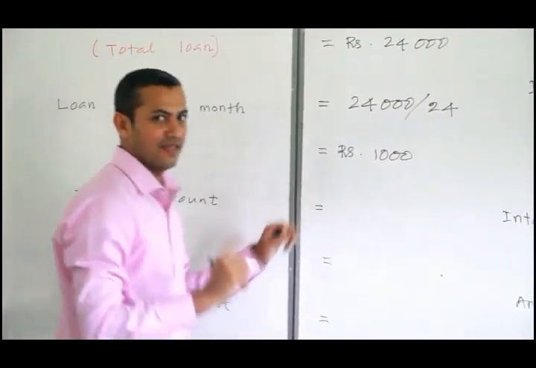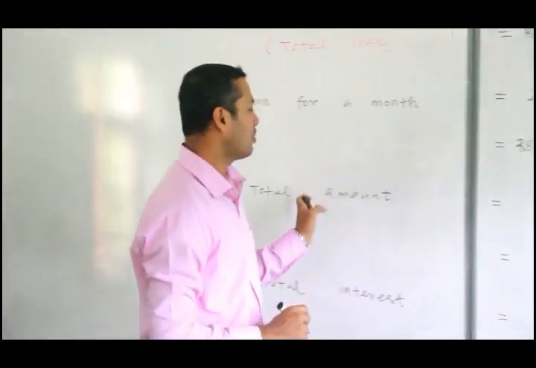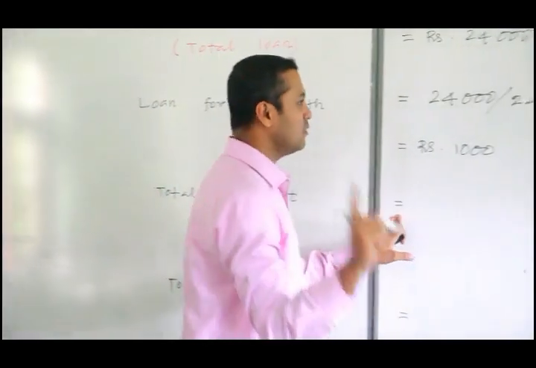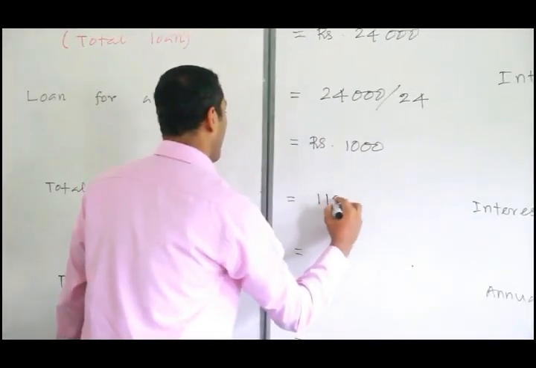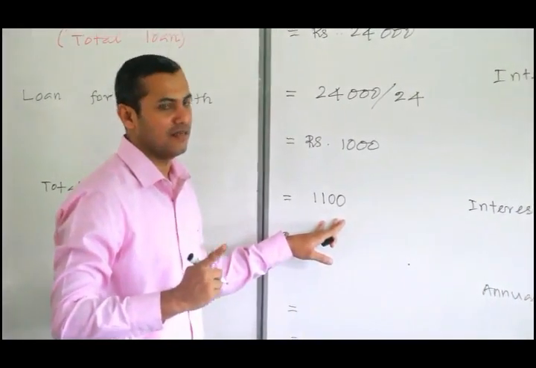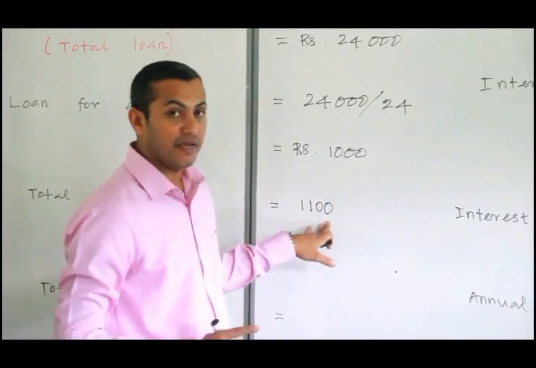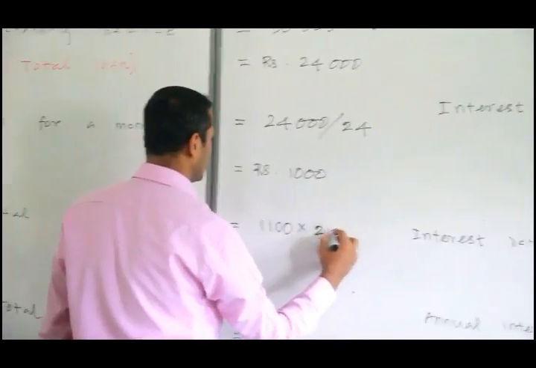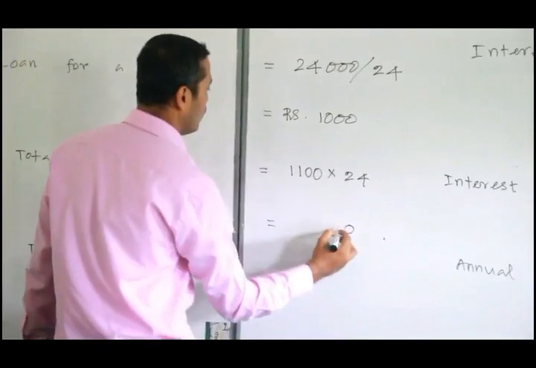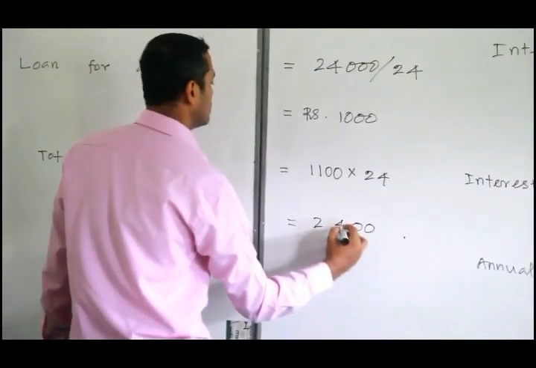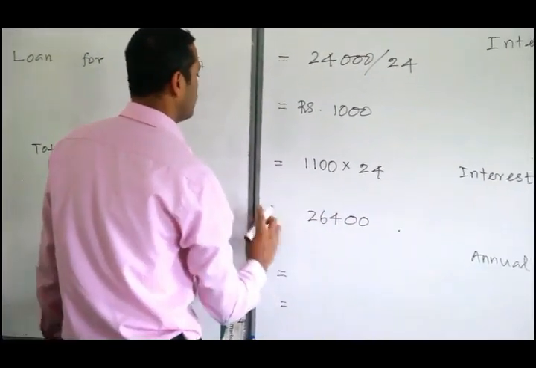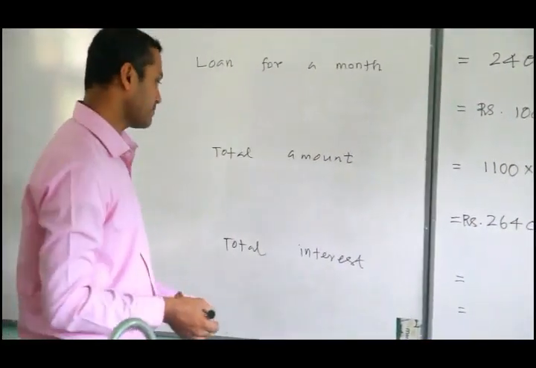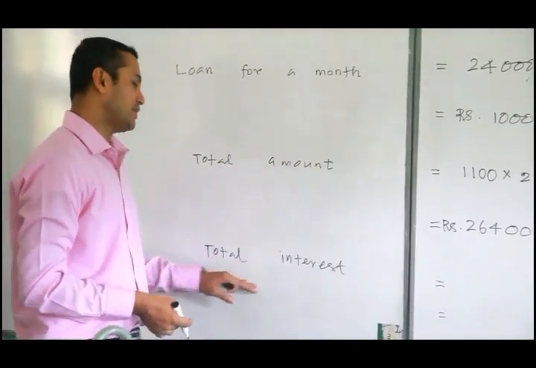Is that clear? Then the third step, that is to calculate the total amount. How will you calculate the total amount? The value of an installment is 1,100. You are going to pay 1,100 for a month. For how many months you are going to pay? You are going to pay 24 months. For 24 months, then we multiply this by 24. It will be rupees 26,400.